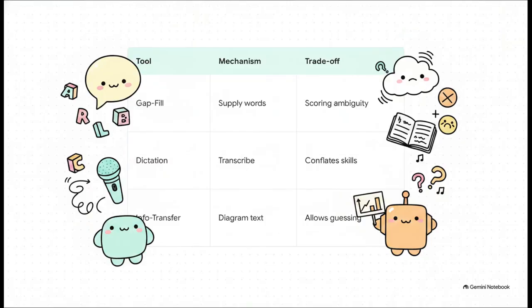Looking at other restricted tools, we see similar trade-offs everywhere. Gap fills face that exact same ambiguity of accepting exact words versus acceptable variations. Dictation tasks, where you transcribe a spoken text, force the integration of listening and writing, but they often, unfortunately, conflate listening comprehension with spelling ability. And information transfer tasks? Those require students to extract data from a dense text and map it onto a blank form or diagram.